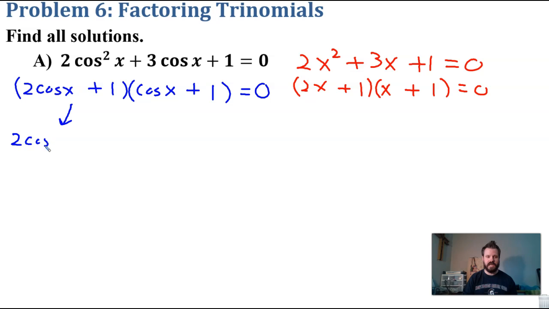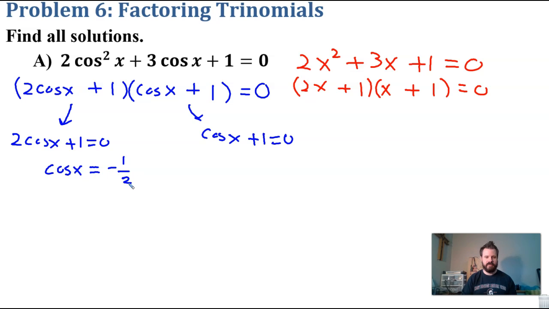We've got 2 cosine x plus 1 equals 0, and then cosine x plus 1 equals 0. Let's solve these. First one, I'm going to subtract 1 from both sides, divide both sides by 2. That'll give me cosine x is equal to negative 1/2. And just a quick disclaimer, if you need to pause the video and work any of these steps out on your own, that's fine. Let's go to our angles in standard position for that.